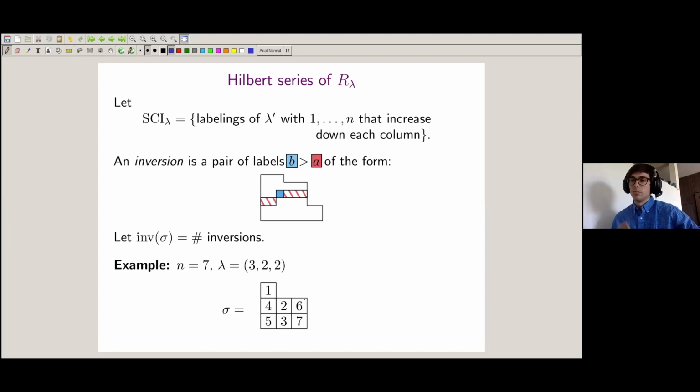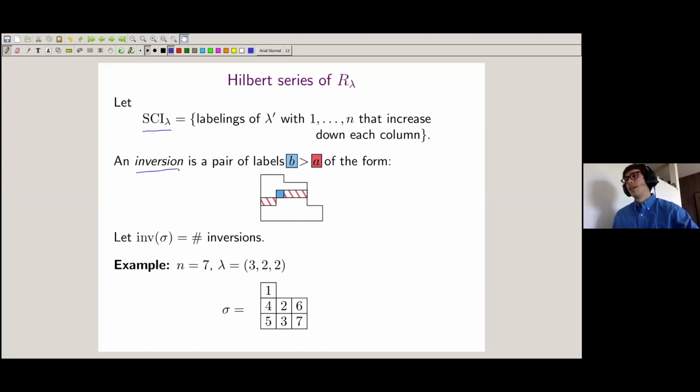And okay, so some more combinatorial properties of this ring. It has a nice Hilbert series. So this is just my notation, SYT sub lambda, be all the labelings of the conjugate partition with 1 through n so that you only use each of those letters exactly once, and such that the labeling increases down each column. So here's an example down here. If n is 7, lambda is 3, 2, 2, then you draw the partition with column sizes 3, 2, 2. And this labeling is valid because it increases as you go down each column, and it's standard.